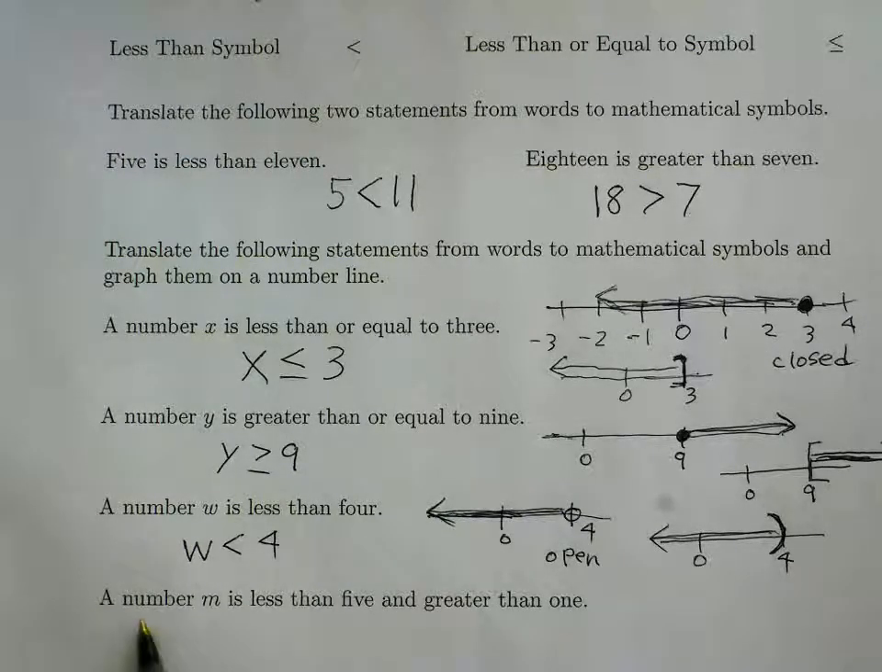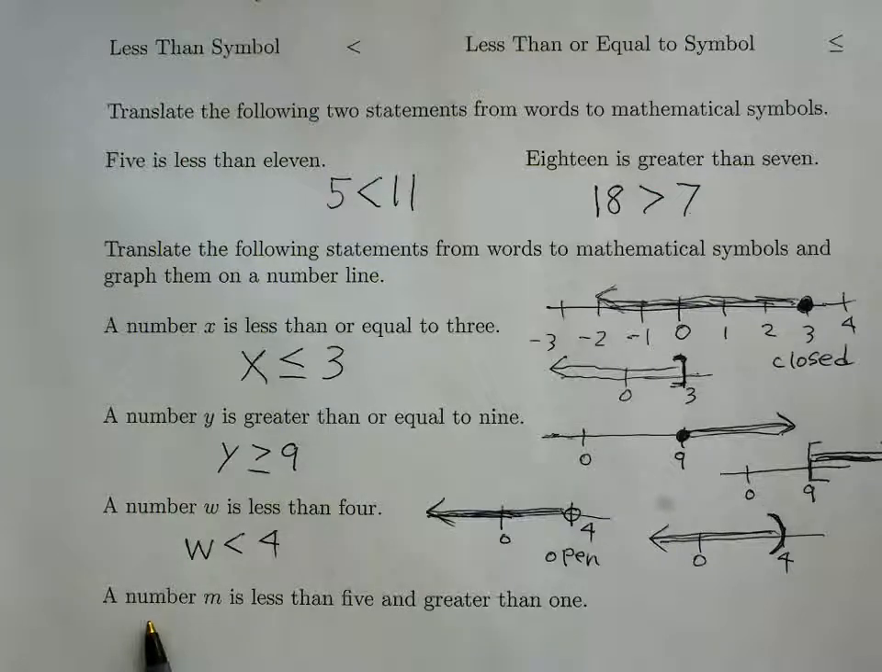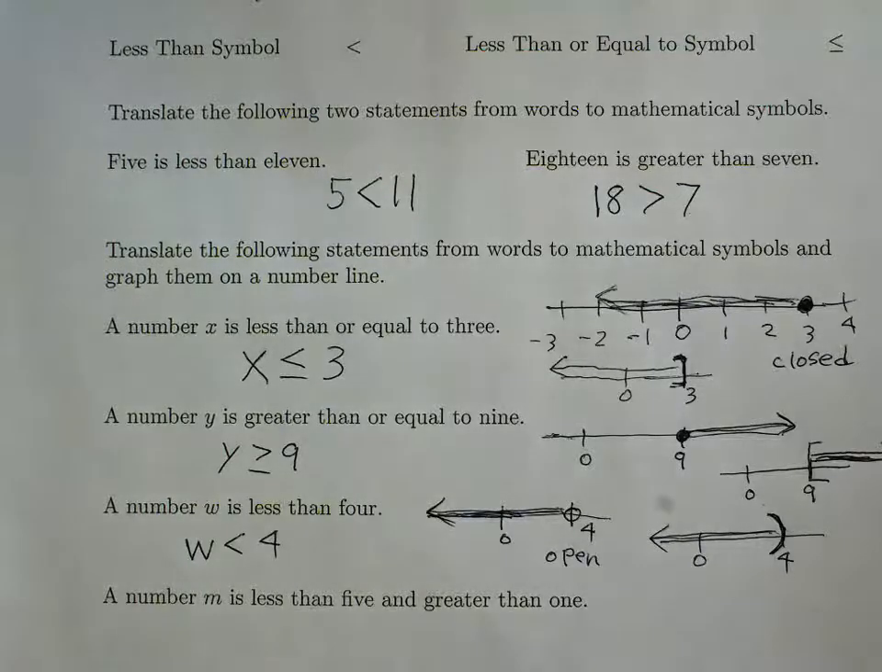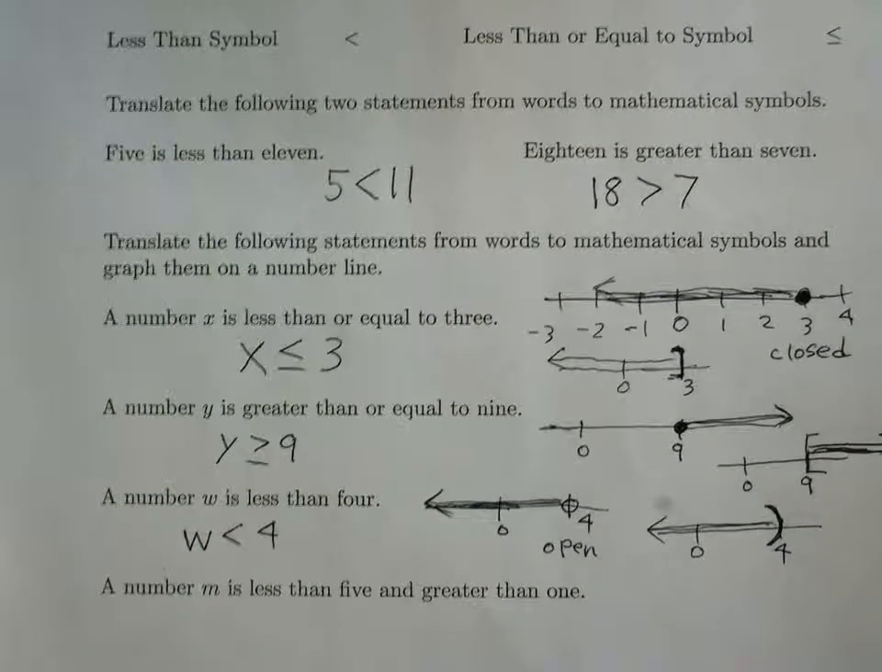Okay, the next one, a number m is less than 5 and greater than 1.